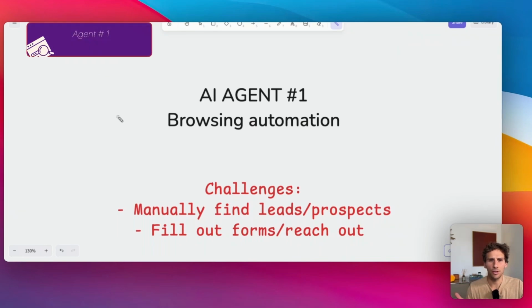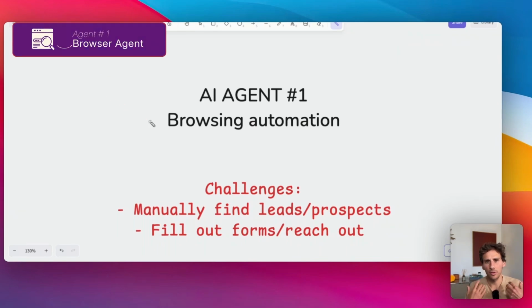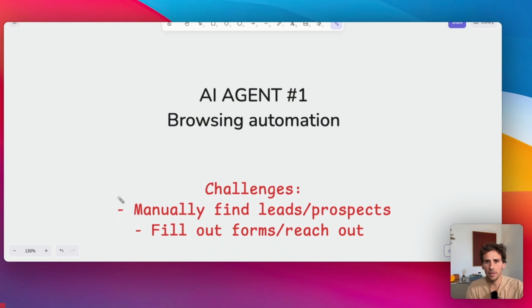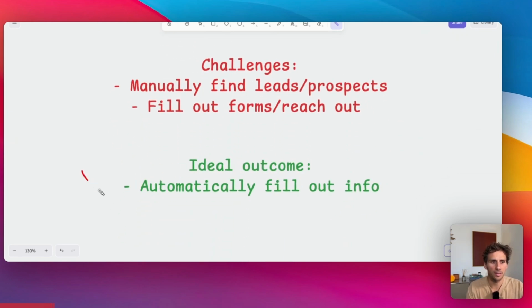All right, so AI agent number 1 is about browsing automation. So think of interacting with websites, forms, applications, and so on. The challenge is every time you need to go on a website, find their email, fill out the contact form, it's taking up a lot of time. So ideally, what you'd like is an agent that can automatically browse and interact with those websites.